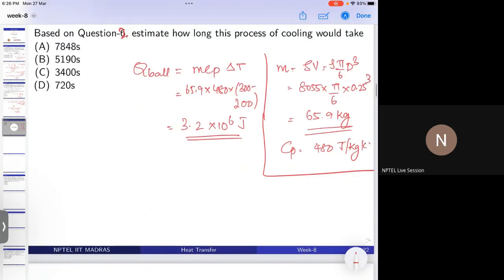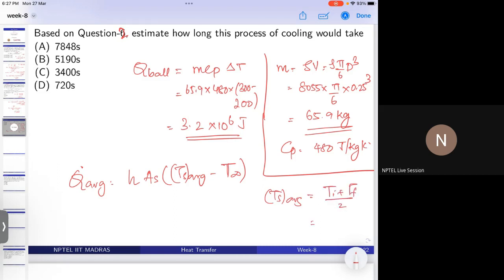Now we have to find the rate of heat transfer by convection, which is Q dot average, as I am taking it as a rate. So it is h A s, that is the heat transfer coefficient into the surface area, times Ts average, the average surface temperature, minus T infinity. Ts average is T initial plus T final by 2. This is a rough way of calculating this Q dot average.